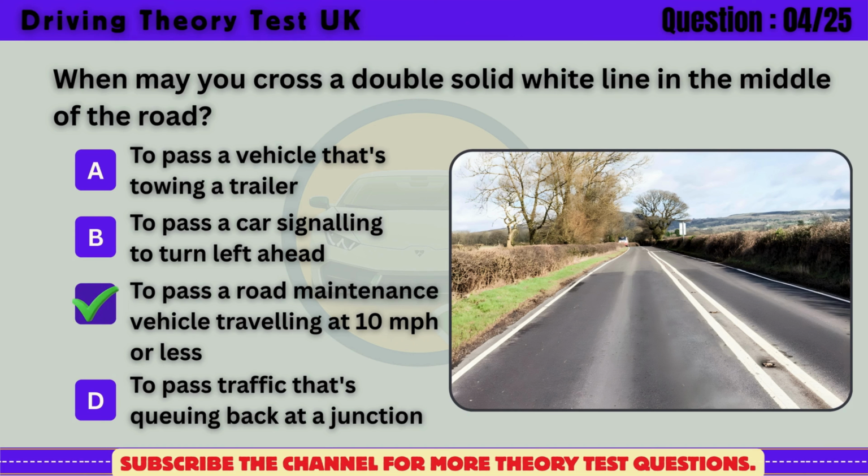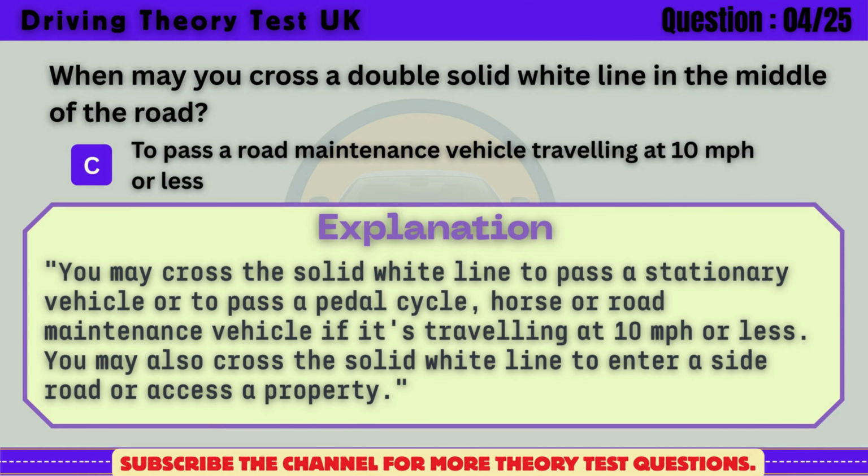Answer was C. To pass a road maintenance vehicle traveling at 10 miles per hour or less. You may cross the solid white line to pass a stationary vehicle or to pass a pedal cycle, horse or road maintenance vehicle if it's traveling at 10 miles per hour or less. You may also cross the solid white line to enter a side road or access a property.